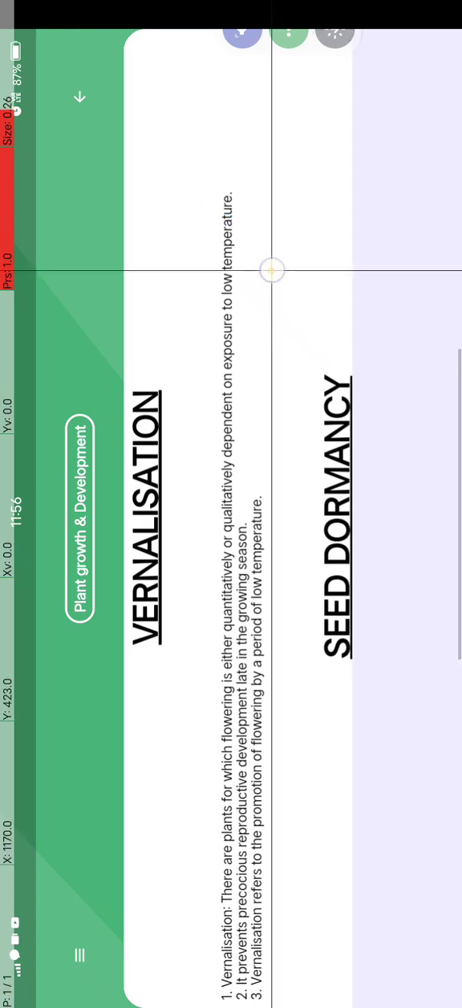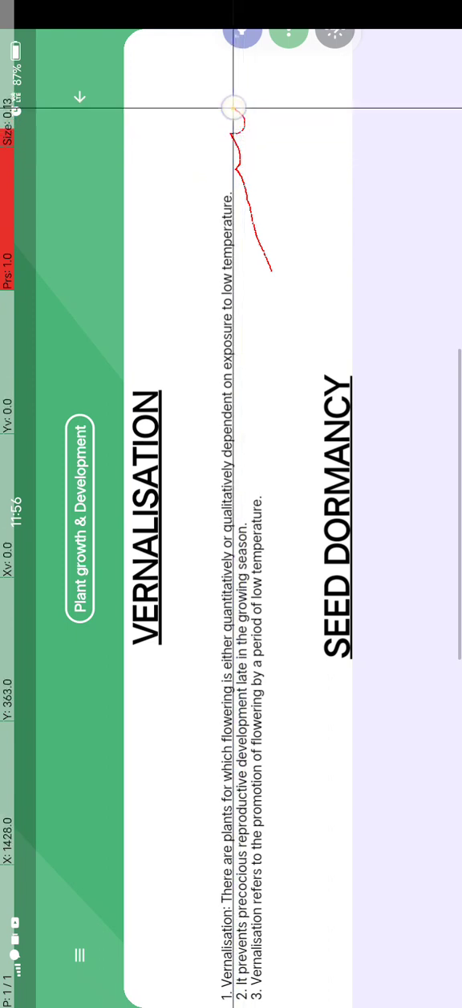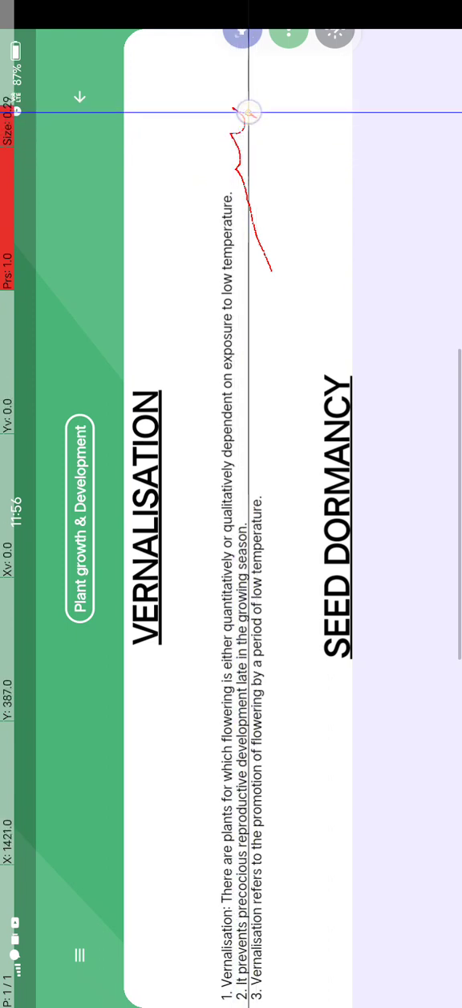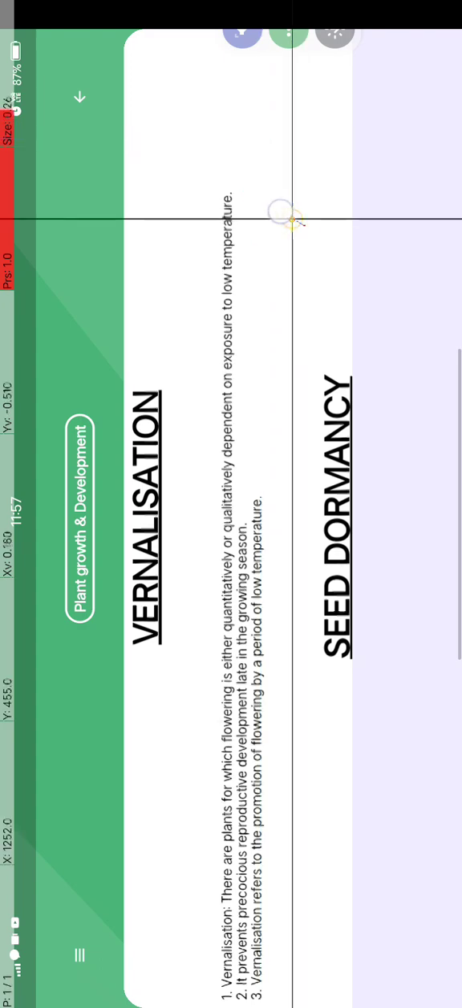Vernalization kya hota hai? Vernalization: there are plants for which flowering quantitatively or qualitatively depends on exposure to low temperature. It prevents reproductive development late in the growing season. Vernalization refers to the promotion of flowering by a period of low temperature.